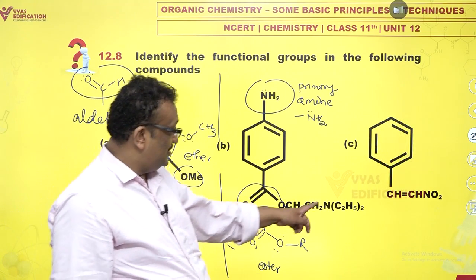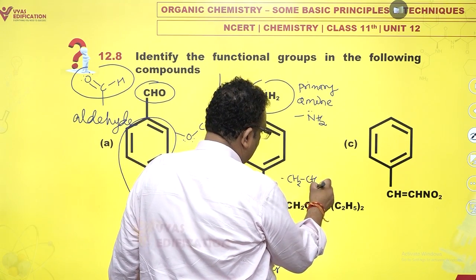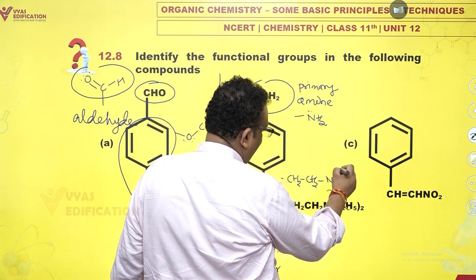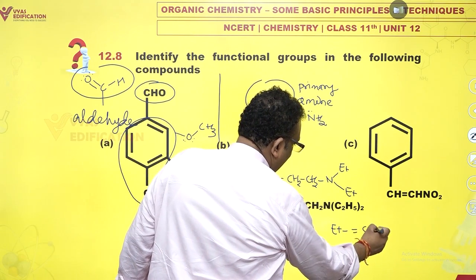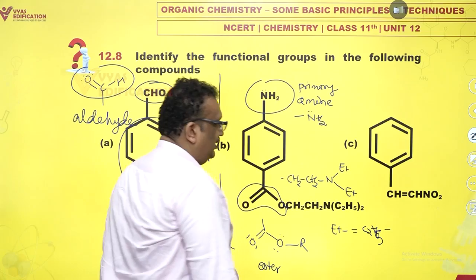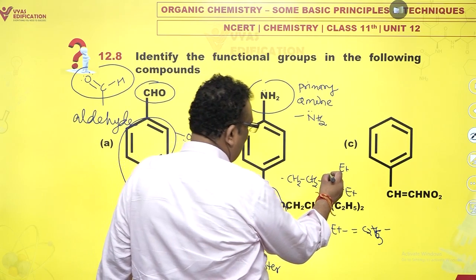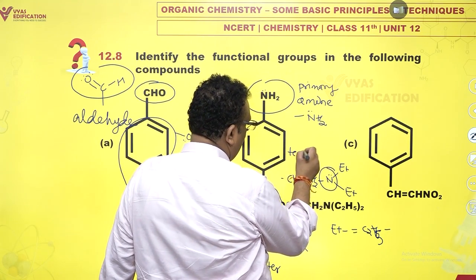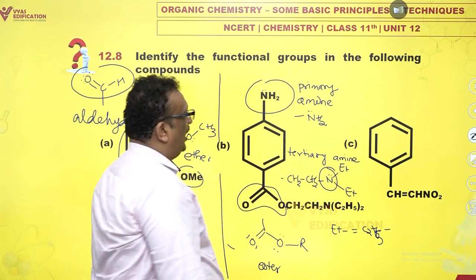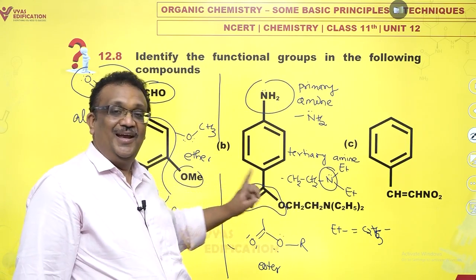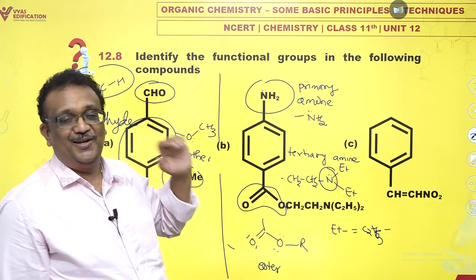Do we have something else? Yes. There is a heteroatom, nitrogen. We have CH2, CH2N, and then we have ethyl. What is Et? This Et is equal to C2H5, the ethyl group. In shortcut, it is written as Et. So this actually is a tertiary amine. I have a primary amine, I have a tertiary amine, and I have an ester. These are the 3 functional groups present in the second compound.